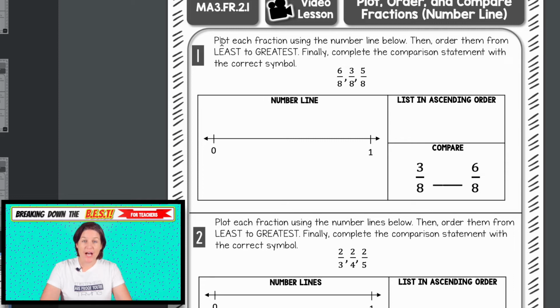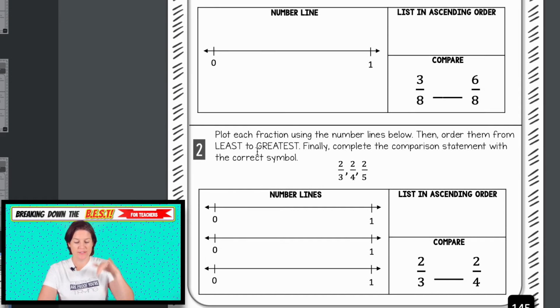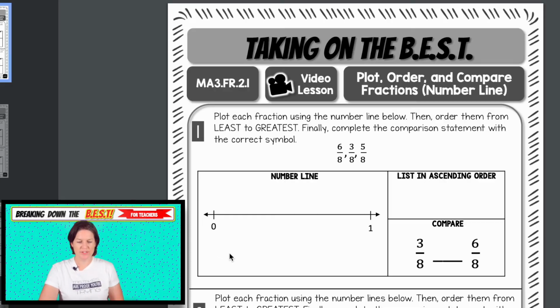Then we get to video lesson number 3, where we have fractions that are less than 1. We will have to plot, we will have to order, and we will have to compare, which is what the standard says. Plot, order, and compare. We're also going to be going from least to greatest. That's called ascending order. For this one, I'm not seeing the descending order going from greatest to least, but I would make sure your students have some exposure to that just in case.